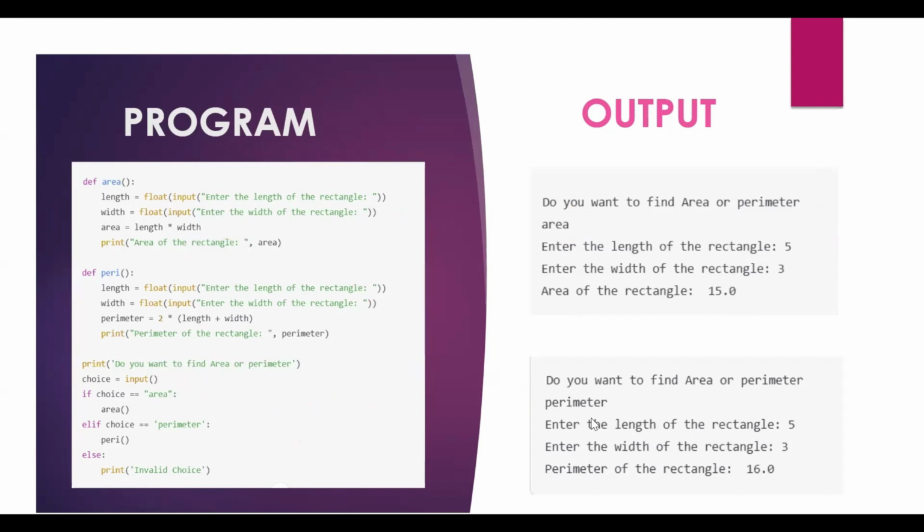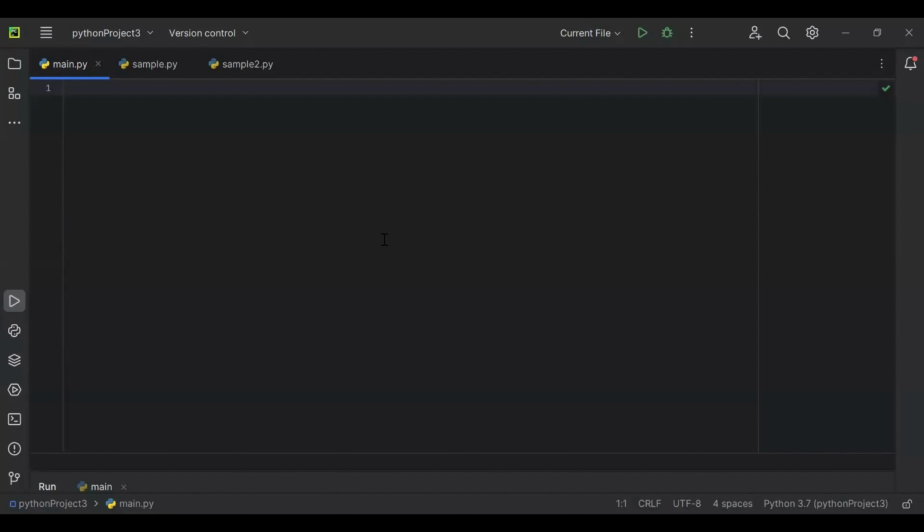Now let's try a program. Here what I'm going to do is create a function, def sum. The sum function is obviously to find the sum of two numbers, right? So sum followed by brackets, we need a colon.